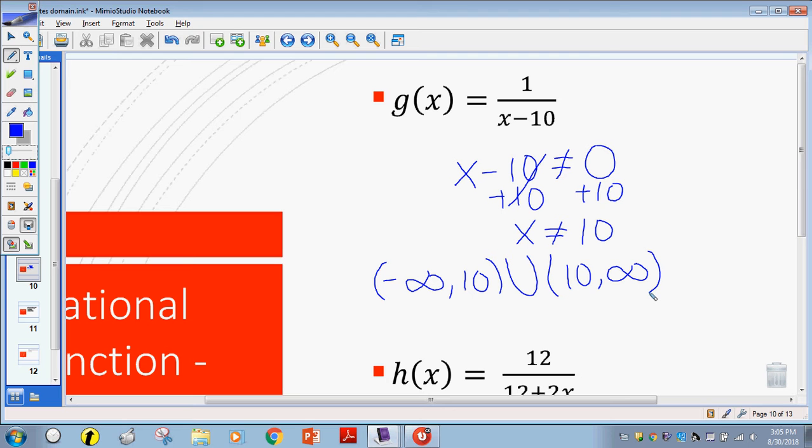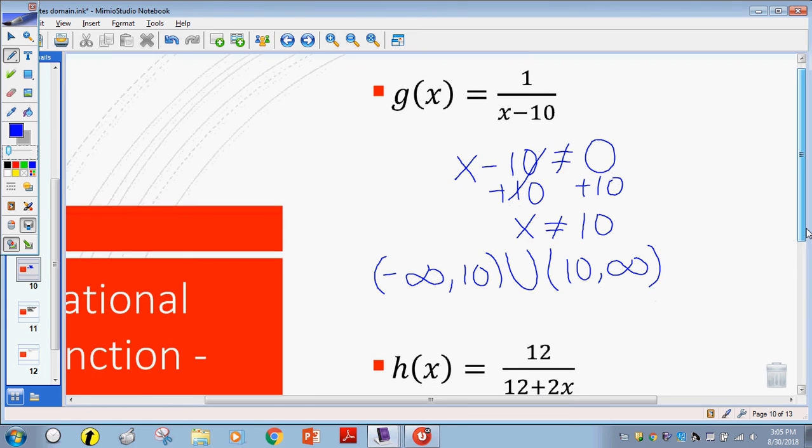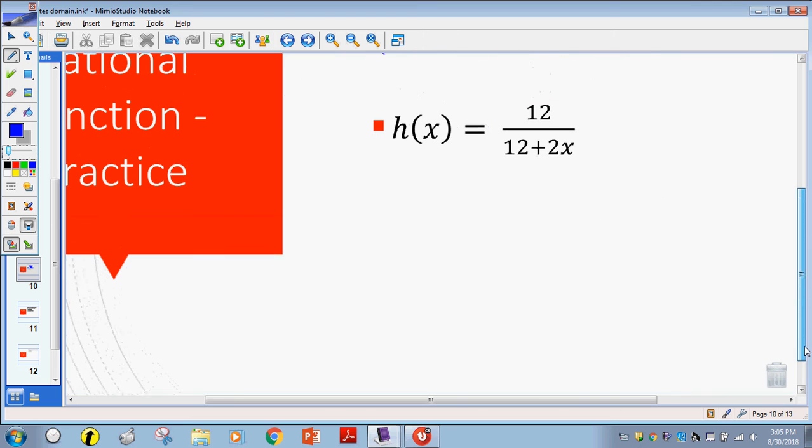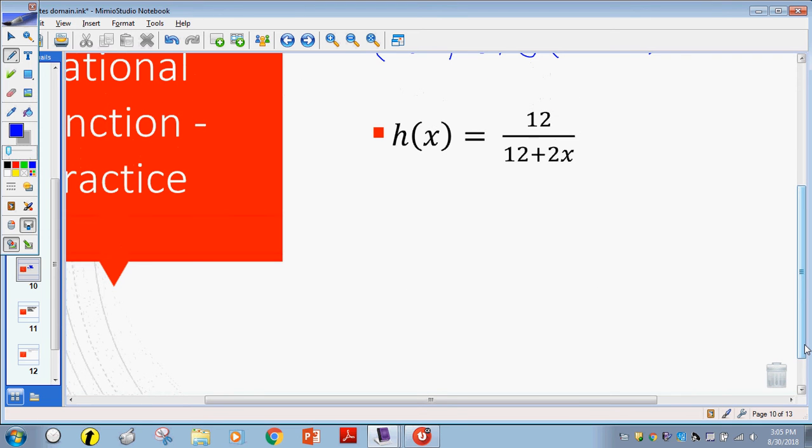Okay. All right. Let's do a little more challenging one. It's not that challenging. If you look at a problem and you see that they have a common factor, scroll up.